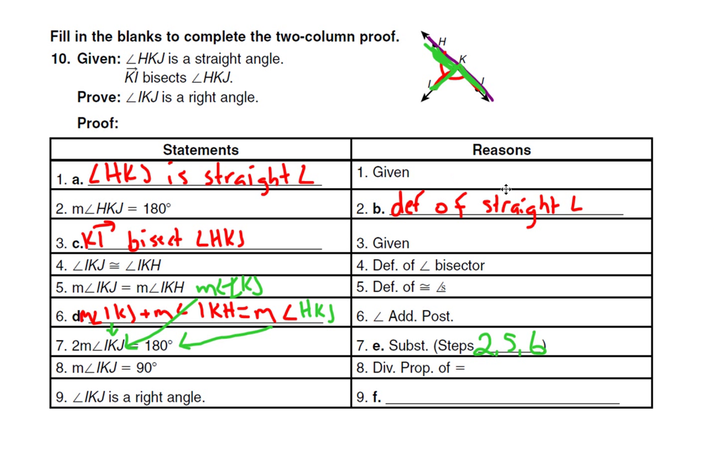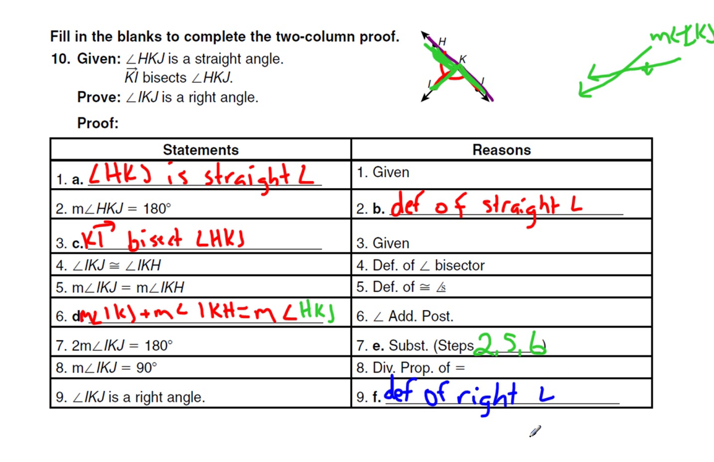Let's move this out of the way. We get from 2m to just 1m by dividing out this 2. So that's the division property of equality. And then IKJ is a right angle because the measure is 90 degrees. That's straight up the definition of what a right angle is. And success. That's what we wanted. That's what we got. Smiley face.